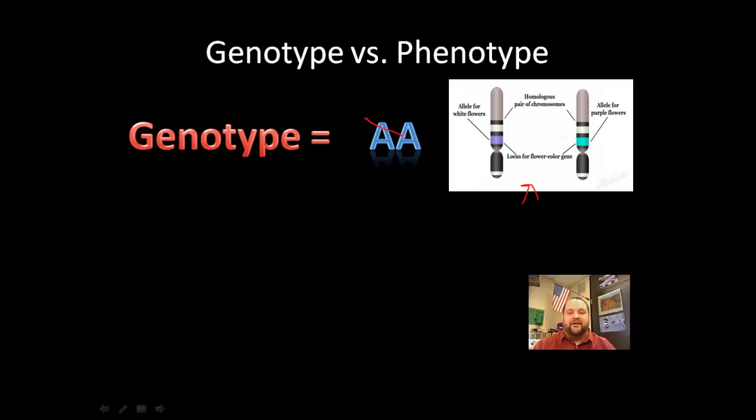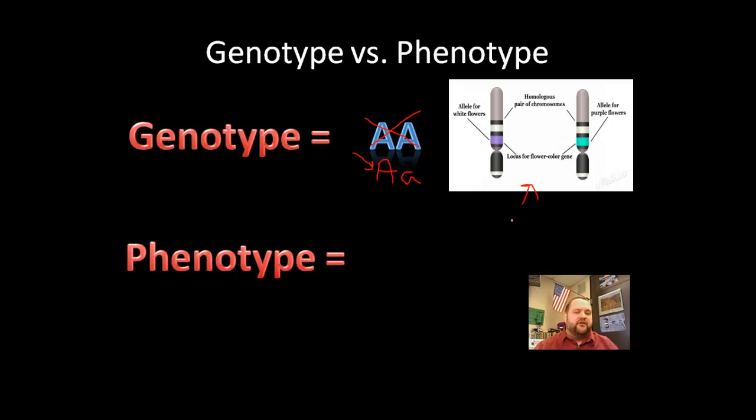So the genotype for this flower would be, this is actually wrong. I'm sorry. It is not big A, big A. The genotype is actually big A, little a. So we had one dominant and one recessive gene. And in our genotypes, we always write the dominant first. It's just a shorthand that we always do.